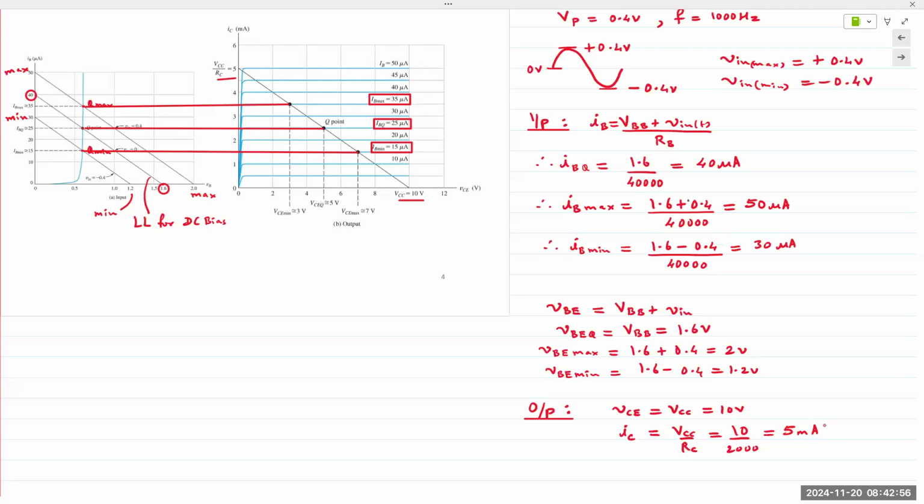And those three intersection points give us the output swing of VCE.